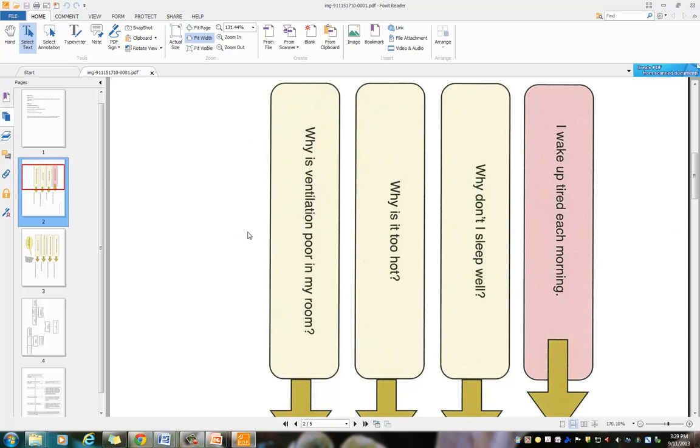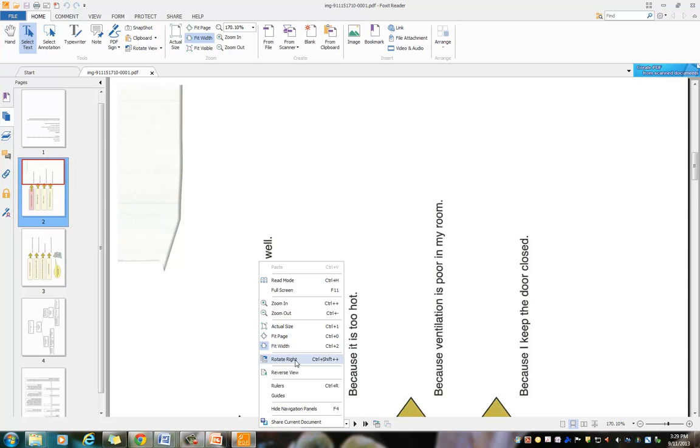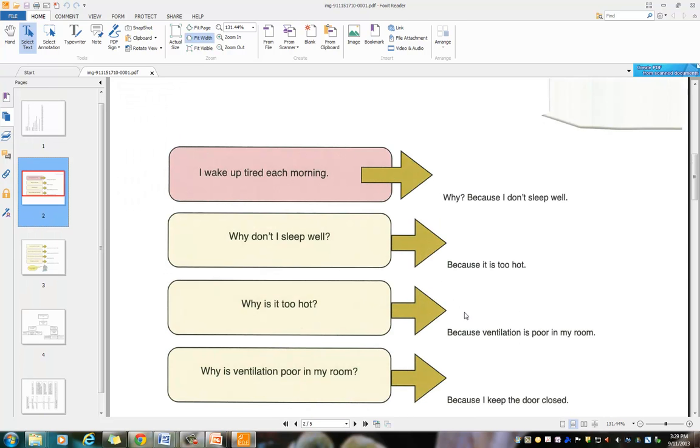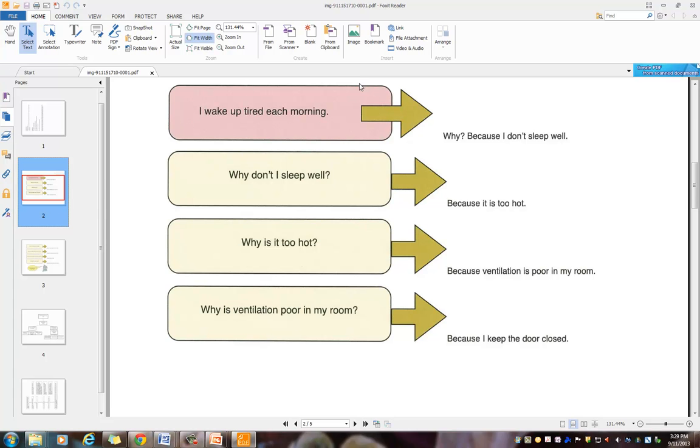Let me get this turned, and it's kind of funky how I have to do this really quick, so I'm making you dizzy. All right, so what are the correct things that you see here? They clearly identified, and their chart started with, their problem: they wake up tired each morning. And out to the side, they put their why question.